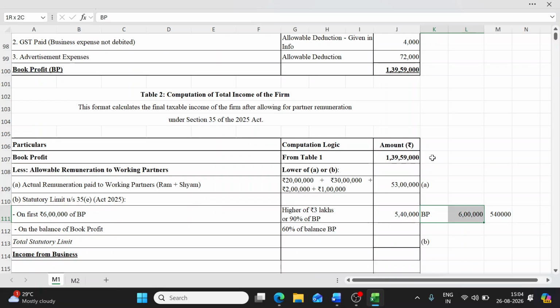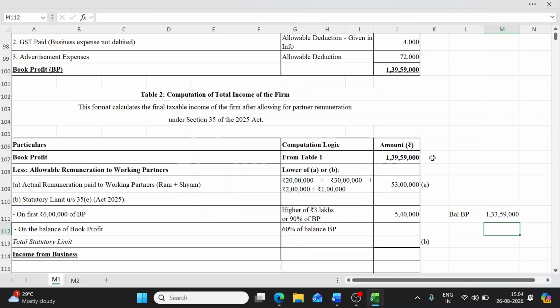Now the next limit is on the balance book profit. On the balance of book profit, we have to take 60 percent. But we will have to calculate the balance book profit first. The total book profit is 1 crore 39 lakhs 59,000, and just now we considered the first 6 lakhs. So just deduct the first 6 lakhs, and you will get the balance book profit.